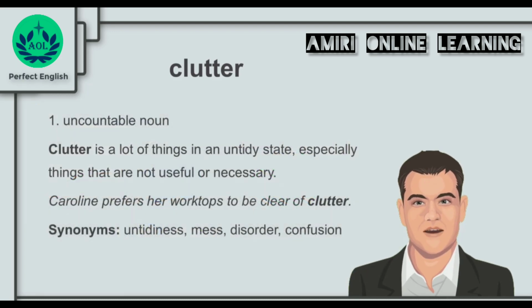Let's find out. Now, clutter is an uncountable noun. Clutter is a lot of things in an untidy state, especially things that are not useful or necessary. For example, Caroline prefers her worktops to be clear of clutter. She is an organized person. She doesn't like to see clutter anywhere. Too many things put around, and she cannot figure out where the things she needs are. And synonyms for clutter are the words untidiness, mess, disorder, and confusion.